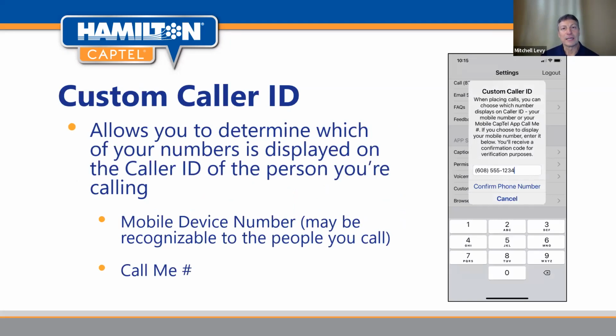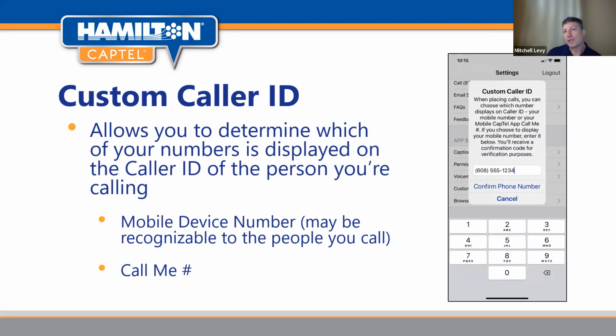Next is the custom caller ID. This will allow you to determine what number you want to appear on the caller ID. It will be either your mobile number or your CarMe number. And when I get to the demonstration, I'll explain that.